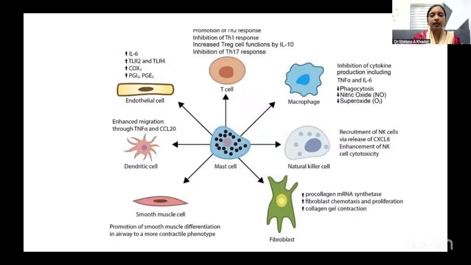So mast cells have action on various cells like the dendritic cell, endothelial cells, T cell, macrophage, and natural killer cell. Special mention has to be made that the mast cell acts on the smooth muscle cells also, and changes the phenotype to a more contractile phenotype. So when mast cell activation occurs, it indirectly stimulates airway hyperresponsiveness. And the fibroblasts also get activated, resulting in increased collagen formation and tissue remodeling.